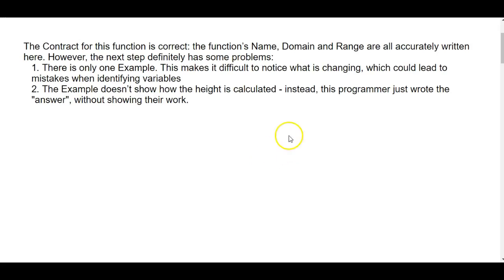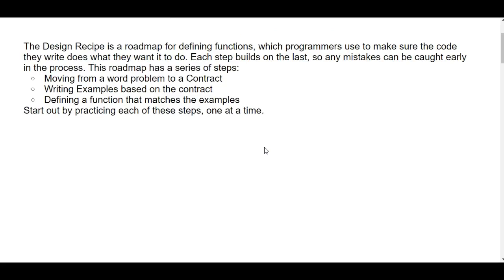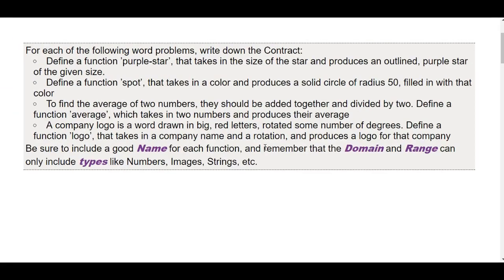So the reason it didn't work, this is going over why it didn't work in there, which I've already covered with you. And you should be able to go in there and fix it and then make the rocket ship fly, which we just did. And then, let's see, some more practice. Here's one. Here's a couple for you to try, okay?